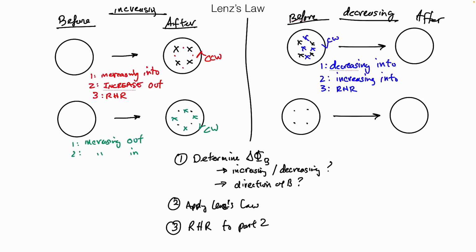Okay, and then finally, this last case right here. What do we got? It's a decrease out. So now we can only increase, we can only make field. And if the field's going away, pointed out of the screen, the way you counter that is to increase out.